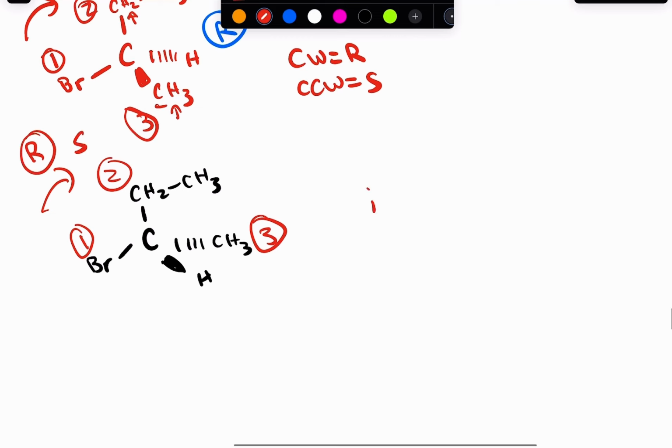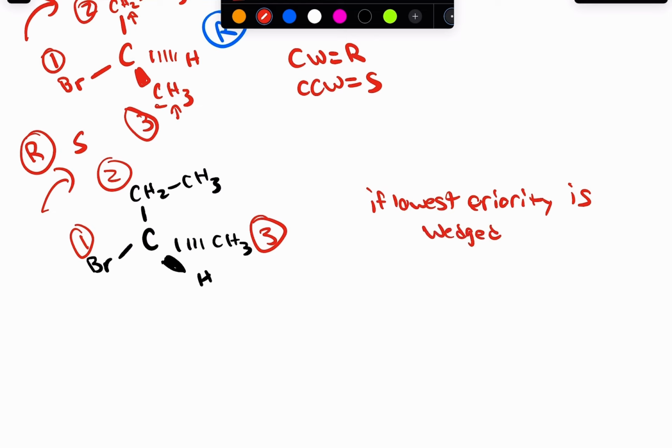So if lowest priority is wedged, change config. So this would now be considered an S configuration.